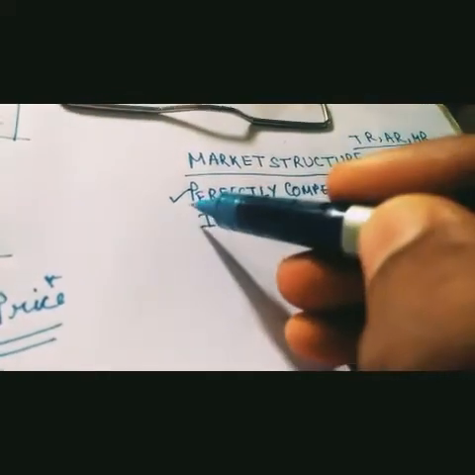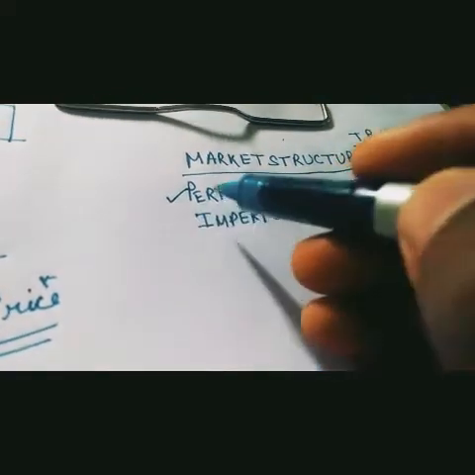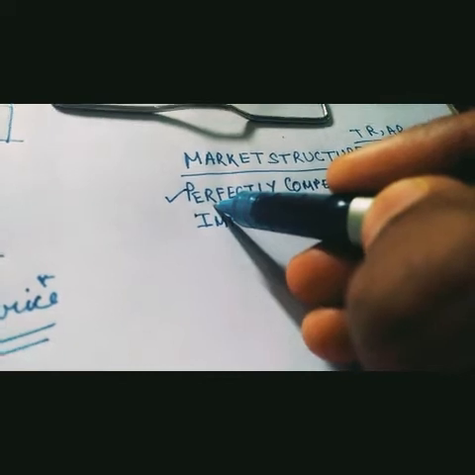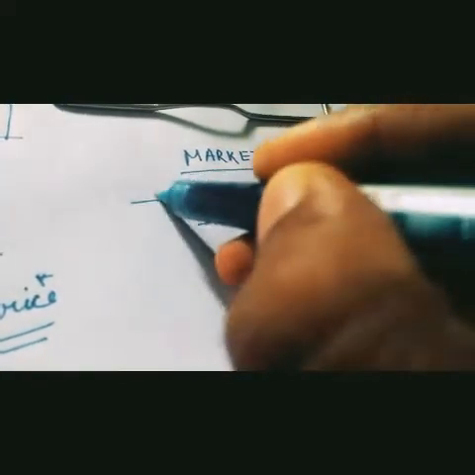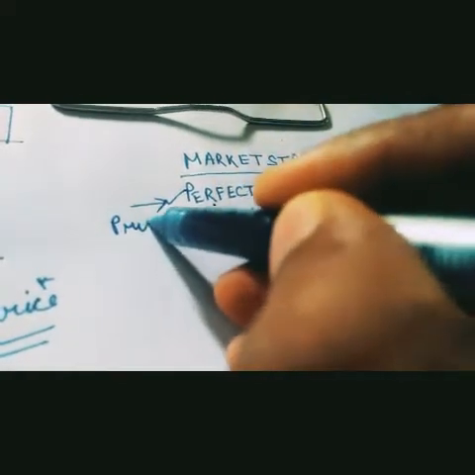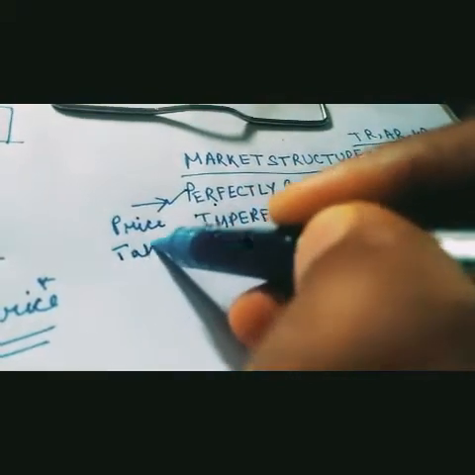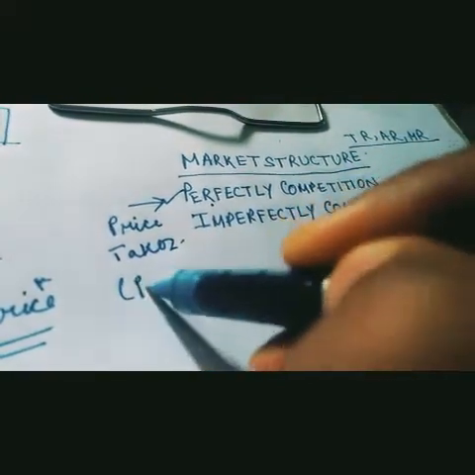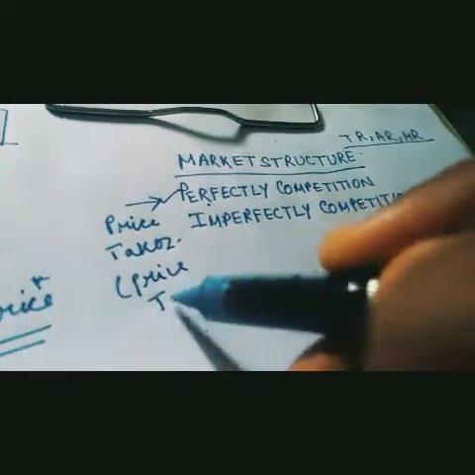Perfect competition, we got to know large numbers of buyers. Then we got to know that there is no control over the price. That's why they are what? Price taker. This is very important, price taker. That means price is fixed. Price is fixed. Just now we described that.